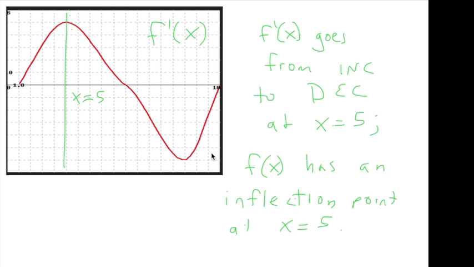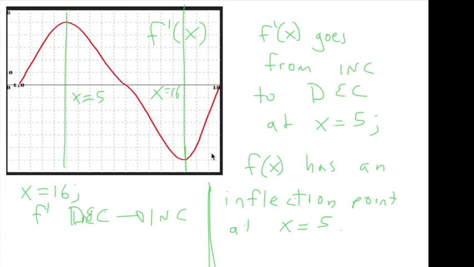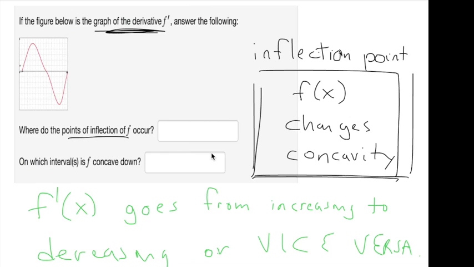So that's part of it. The other piece, is there anywhere I see f prime go from decreasing to increasing? Well, right here at x equals 16, it looks like. F prime goes from decreasing to increasing, so f has an inflection point. So that would be my answer to these. Points of inflection occur at 5 and at 16.